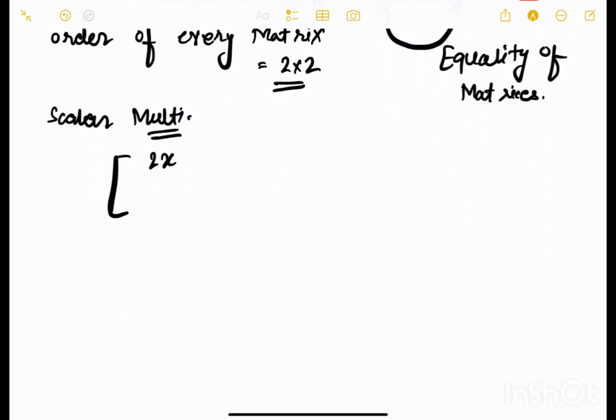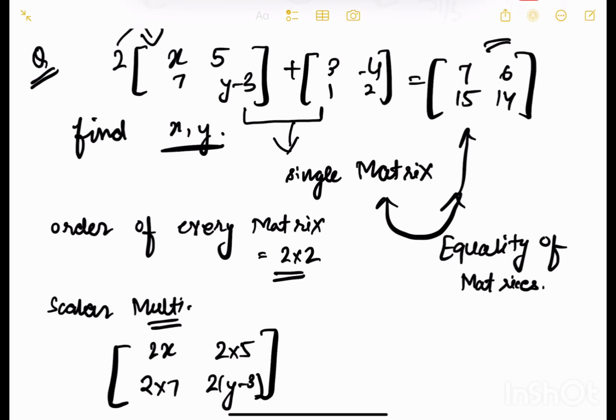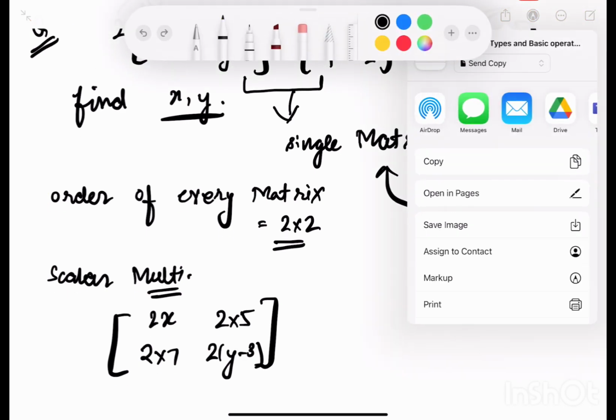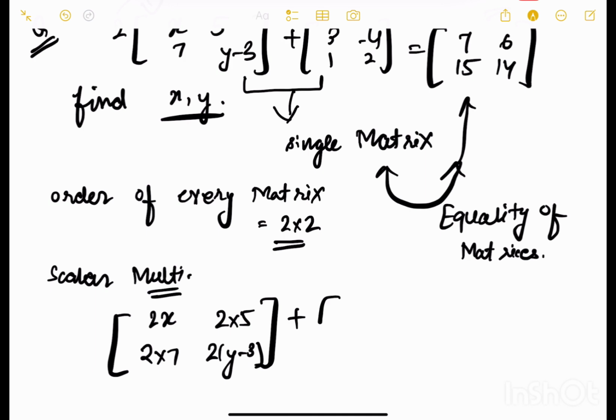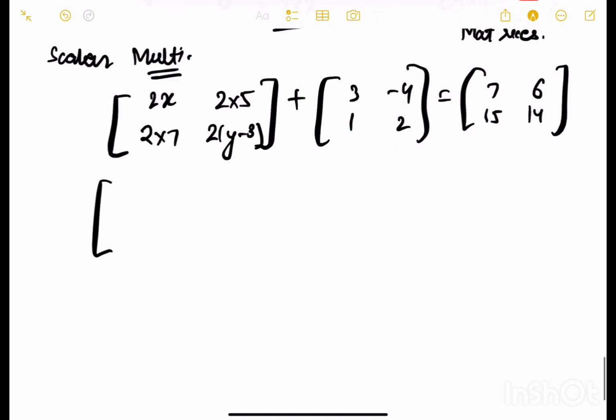That will give us 2x, 2 into 5, 2 into 7, 2 into y minus 3. I hope you can just cross check it from here that we have just multiplied the 2 inside the bracket and the rest is the same. Plus 3, 1, minus 4, 2. This is equal to my matrix. Yeah. So this is the normal addition.